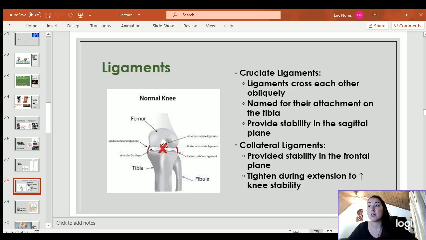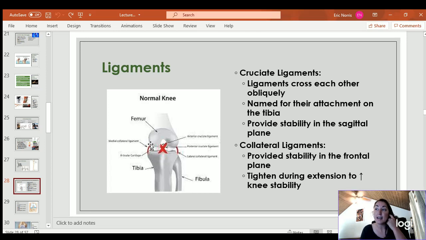With our ligaments, there are two different types of ligaments at the knee. There's the cruciate ligaments and the collateral ligaments. The cruciate ligaments, of course, that's your ACL and PCL. They cross each other obliquely, so at a direction making an X. They're named for their attachment on the tibia. So ACL, anterior cruciate ligament, is more anterior on the tibia. That's where it starts, in an anterior position on the tibia. PCL, posterior cruciate ligament, is more posterior on the tibia. And then they provide stability in the sagittal plane. That's the plane in which they resist movement.